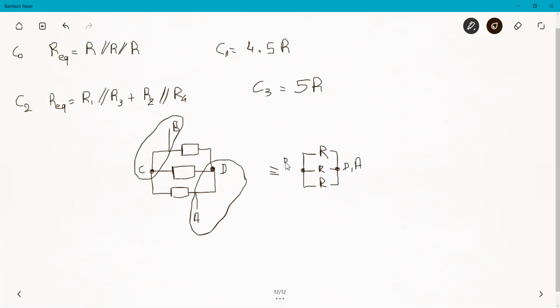Same here between B and C. Okay? And this is quite simple to get after, and see that now these three resistors are in parallel. Of course, you can extend this here, extend this here.